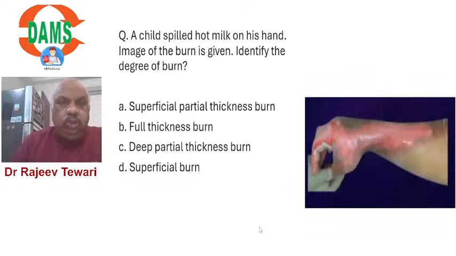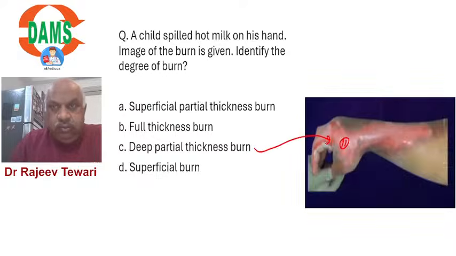Now, here also, unless the picture is very clear, it's very difficult to identify. If there are blisters, if it's pink, moist, glistening, painful blisters, then this is superficial partial thickness. But this image is more suggestive of deep partial thickness, where the pain is relatively less and it's more thick without blisters. So it of course is partial thickness. Whether superficial or deep, the image will describe.